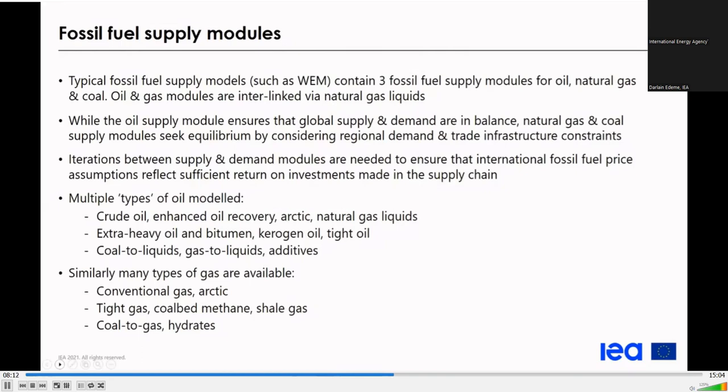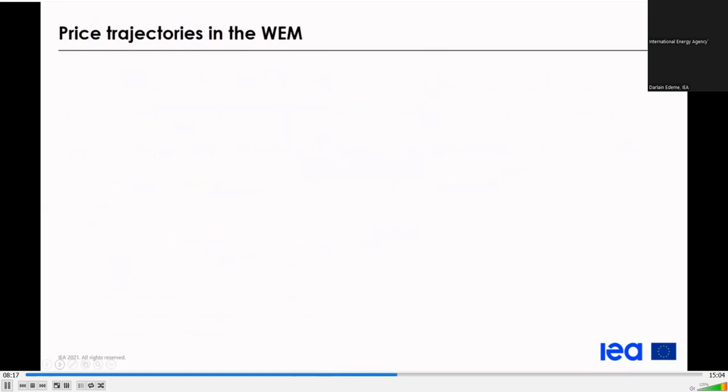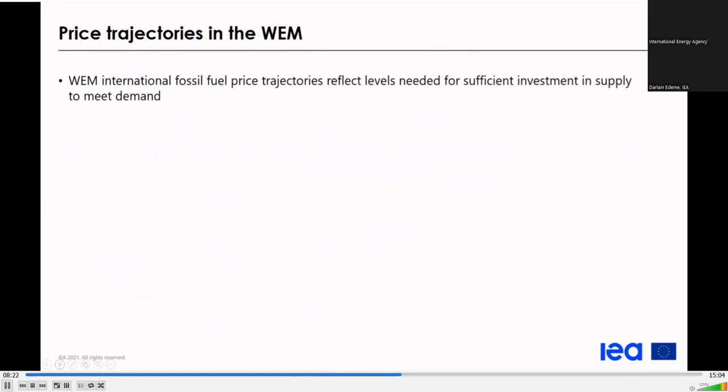Prices play a key role of equilibrium in the world energy model, because it is based on the idea that fossil fuel prices reflect levels which are sufficient for investment, but also to meet demand. So prices are at a level that makes consumers able to afford those resources, but high enough that producers, so countries, companies, and investors, can actually produce this resource and have economic return on their investment.